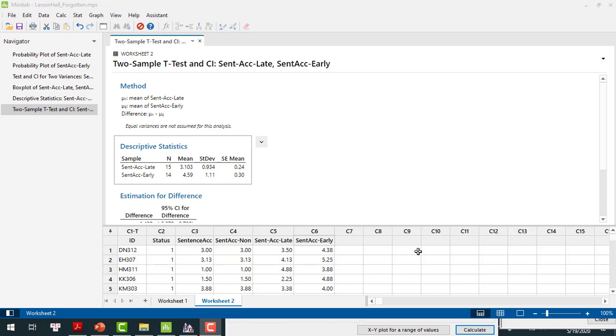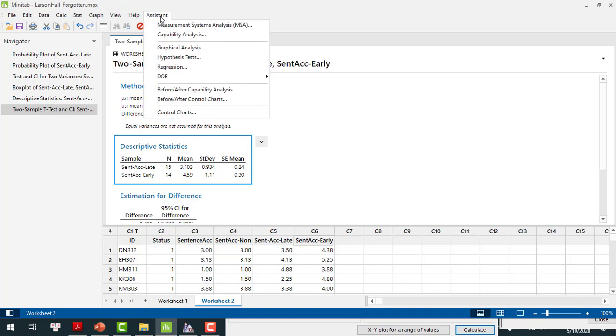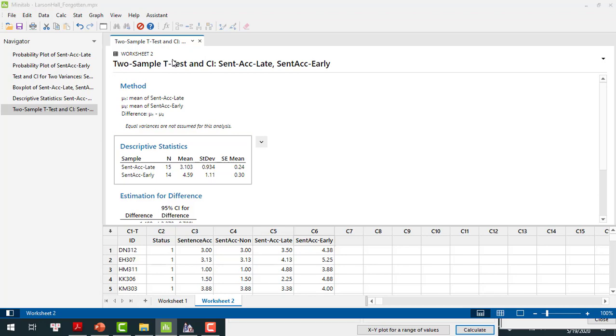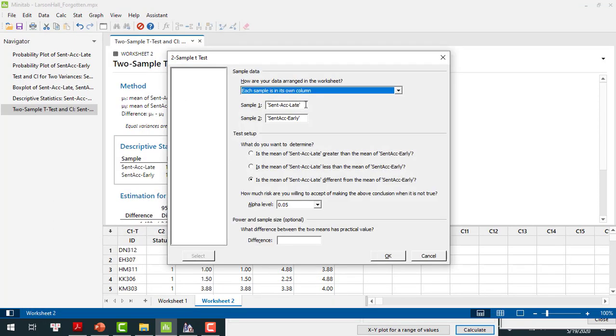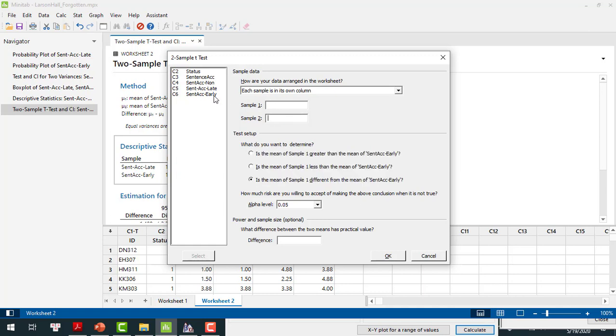Remember that we can always run the assistant to see whether our results match what we did before. So let's run the assistant. We're going to go to Assistant, Hypothesis Tests, and we're going to get a list of all the tests here. So we look for the two-sample t-test, and what we want here then, sample 1, we want to enter the late, and sample 2 we want to enter the early. The order doesn't matter. So early, late, because we're comparing the two here. And we click OK.